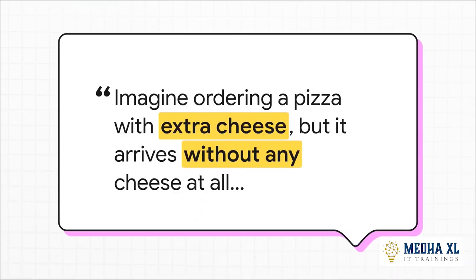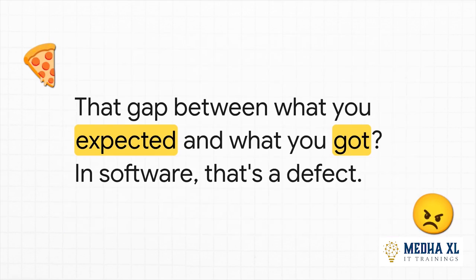So let's bring this down to earth with something we've all felt. You've had a long day, you're starving, and you order a pizza with extra gooey, melted cheese. You can practically taste it. The doorbell rings, you open the box, and there's no cheese at all. That feeling, that huge, frustrating gap between what you expected and what you actually got, well, in the software world, that is exactly what a defect is. It's a simple and, yeah, often infuriating mismatch.